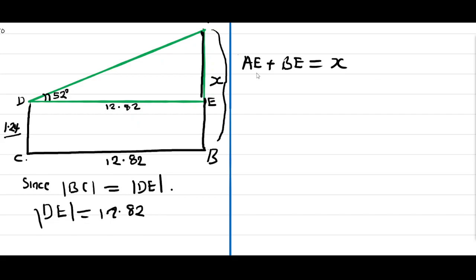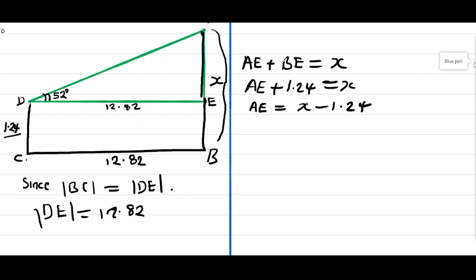But then AE is the green part. So AE plus BE is 1.24. So it's actually equal to x. So of course, this will tell us that AE is equal to x minus 1.24. Having found AE, we will now redraw our green triangle here. Let's take the green triangle and bring a sketch of it here.